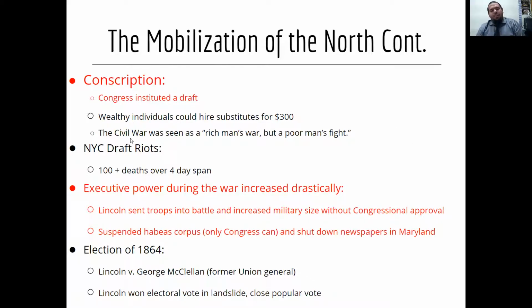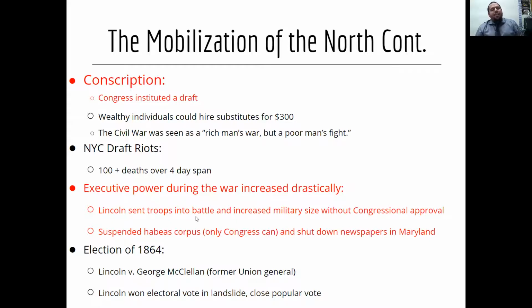So that's going to lead to some New York City draft riots. And over a 4-day span of rioting, over 100 people will die. And the executive power of the presidency was gained during the war. Lincoln sent troops into battle and increased military size without congressional approval. He also suspended habeas corpus, where you can only be put on trial. And he shut down newspapers in Maryland that were getting a little propaganda-y, anti-war.